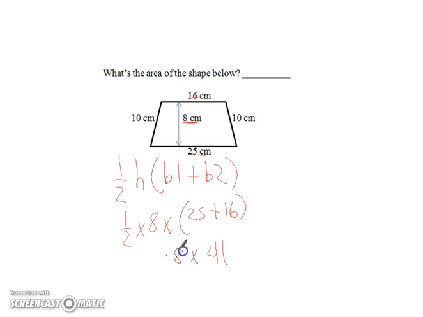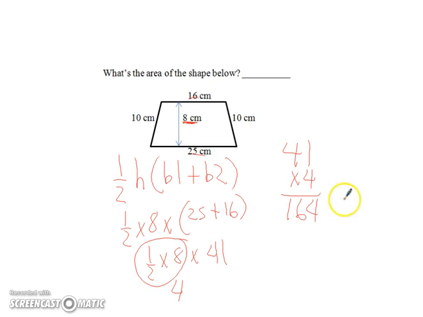So now I have 1/2 times 8 times 41. I have my choice of half of 8 or half of 41. I'm definitely doing half of 8, which is 4. And then I just end up with 41 times 4. And I get 164 square centimeters.